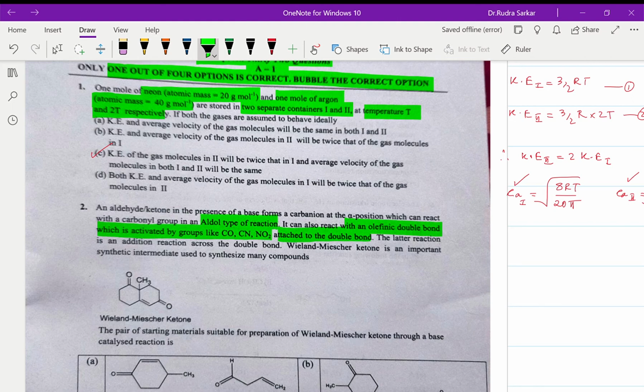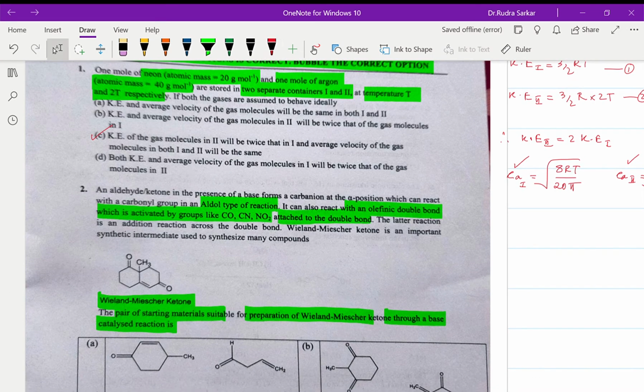So we have to find out basically over here the pair of starting materials suitable for the preparation of this ketone through a base catalyzed reaction. So basically what they are asking is to disconnect this compound, and that is what I am going to show to you.